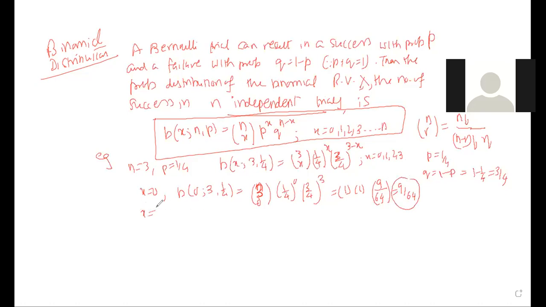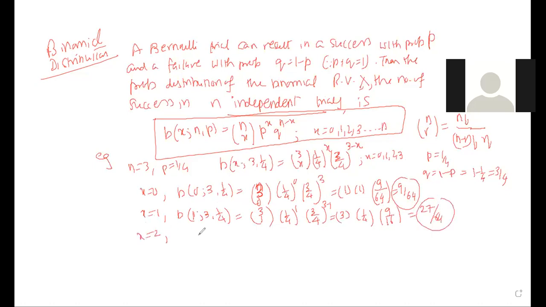In the same way, suppose I have X is equal to 1. In that case, the binomial distribution b of 1; 3 and 1/4 is equal to 3C1 times 1/4 to the power 1 times 3/4 to the power 3 minus 1, that is 2. 3C1 is 3 factorial over 2 factorial, which is equal to 3. And here it is 1/4, and here it is squared. 3 squared is 9, and here it is 16. So that is equal to 3 times 9, 27, divided by 64.